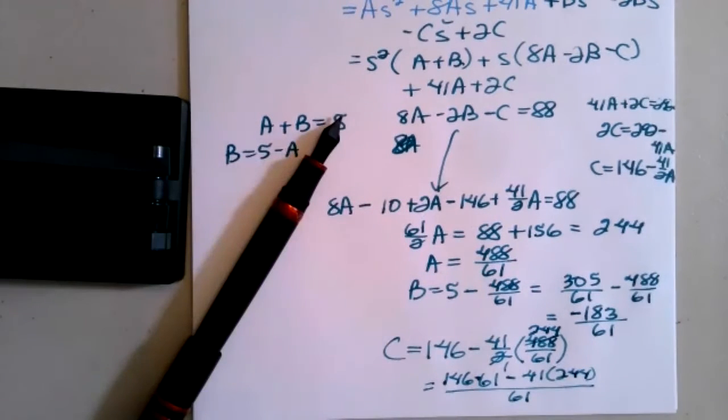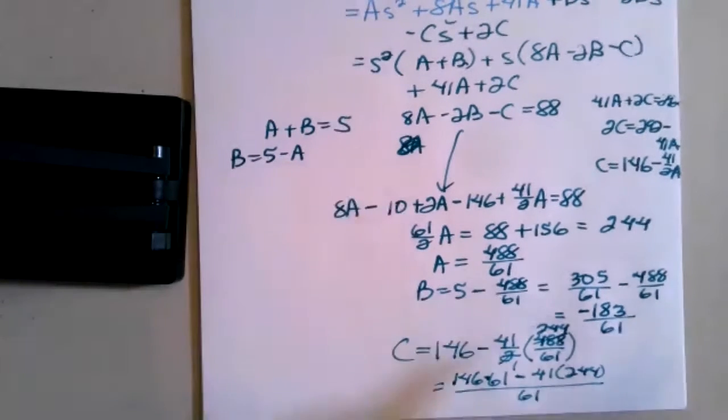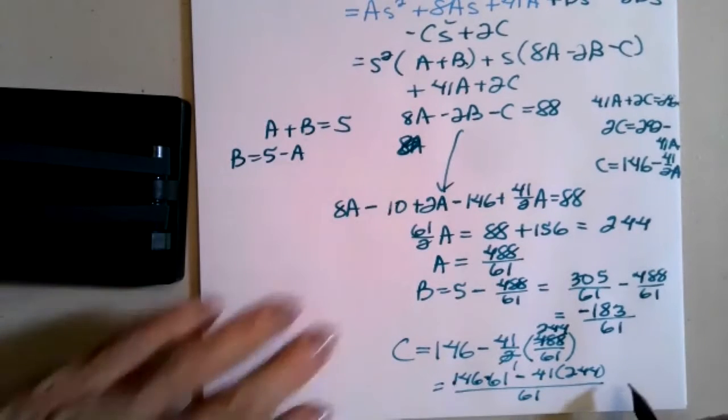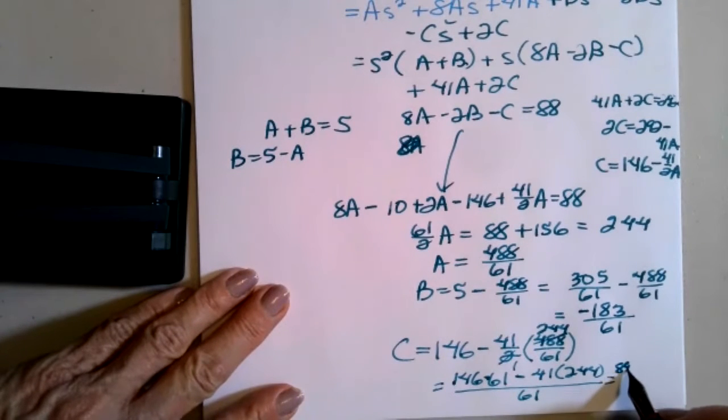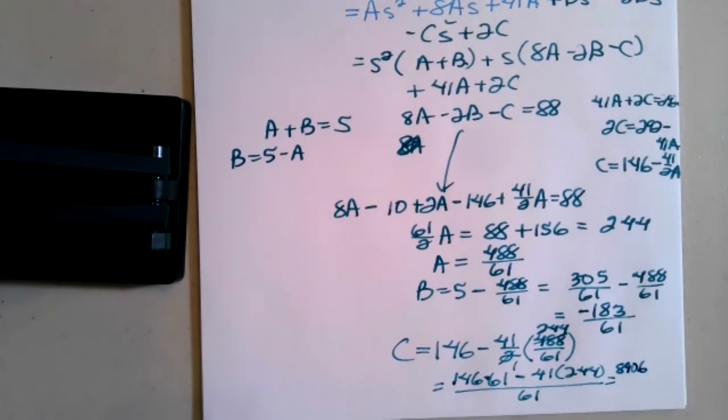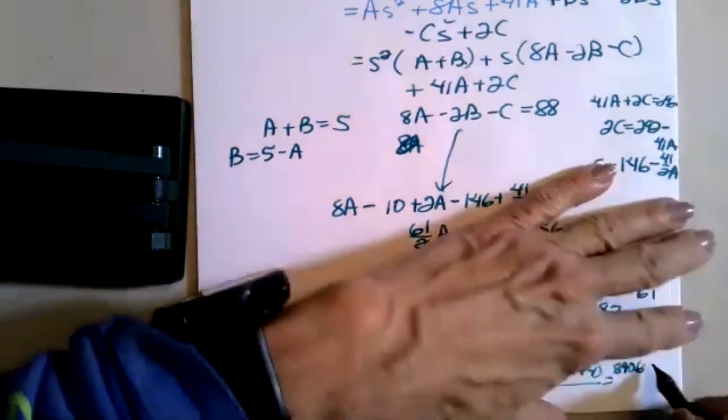And now it's time for a calculator. I promise you, you won't have numbers like this on the exam. So 146 times 61 is 8,906. 41 times 244 is 10,004.